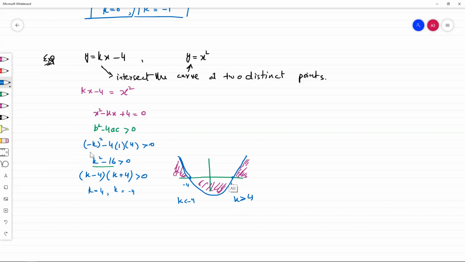If you move from 4 to this side, you look at this, the curve is going upward, that is greater than 0. And if you move backward from minus 4, then the curve is also going upward. So the solution for this curve is k less than minus 4 and k greater than 4. These are the set of values: k greater than 4 and k less than minus 4 are the two regions.